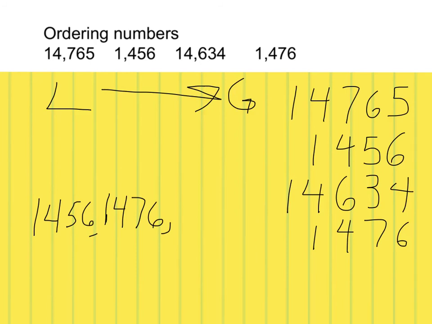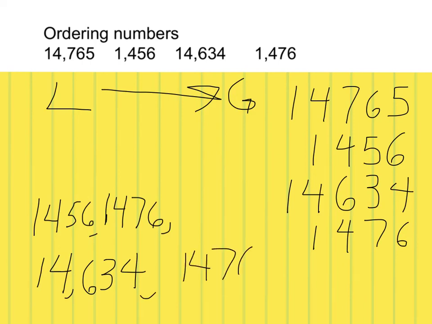Okay, so now I have to look between my two numbers that go out into the 10,000s place. So again, I've got fours in both the thousands place, and I have a 6 here and a 7 here in the hundreds place. So the next number would be 14,634, and then 14,765.